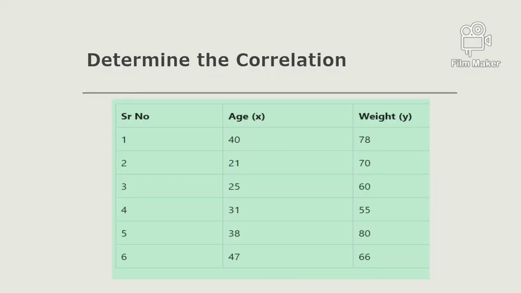So let's have a problem. Determine the correlation. These are the numbers 1, 2, 3, 4, 5, 6, and the ages are 40, 21, 25, 31, 38, 47. And their weights: age 40 has a weight of 78, 21 has a weight of 70, 25 has 60, 31 has 55, 38 has 80, and 47 has 66.